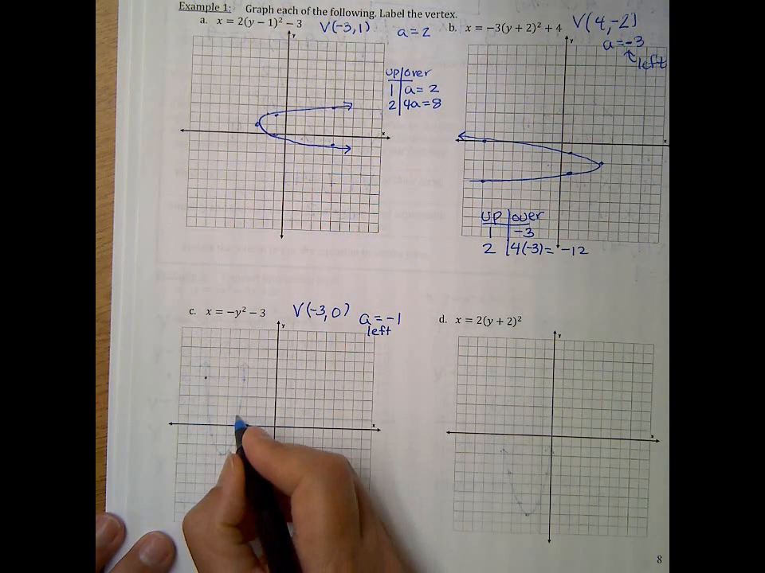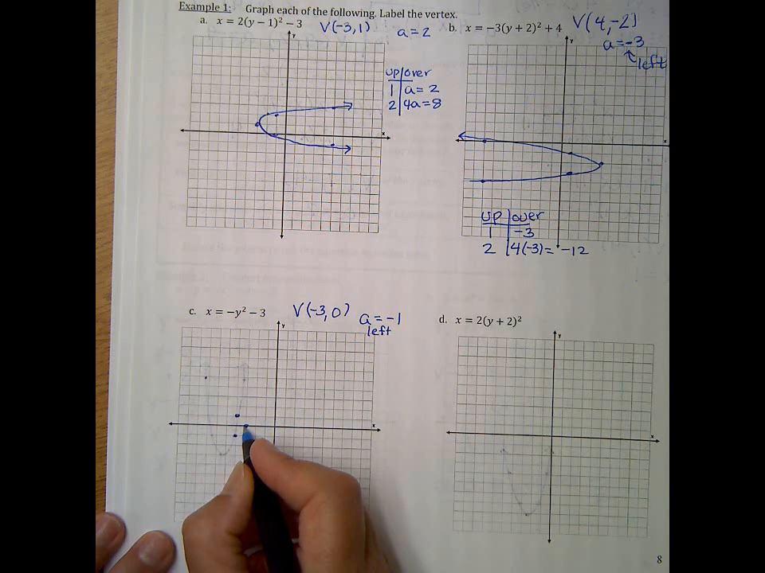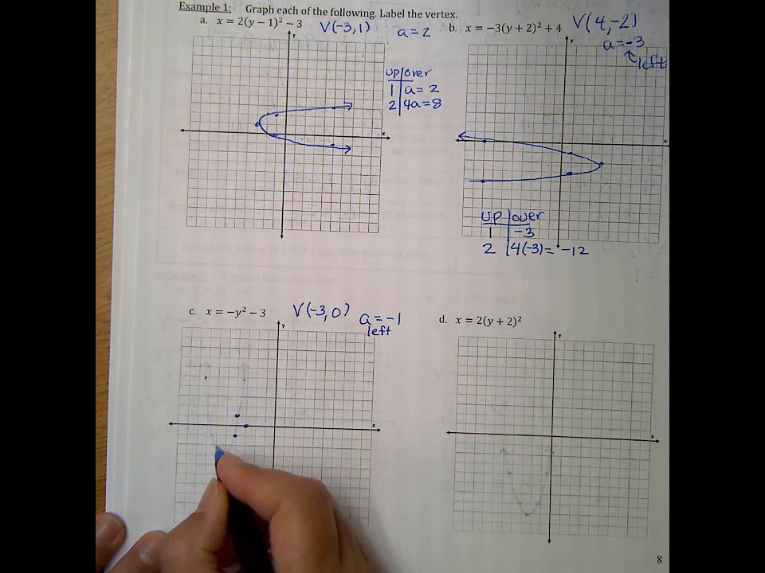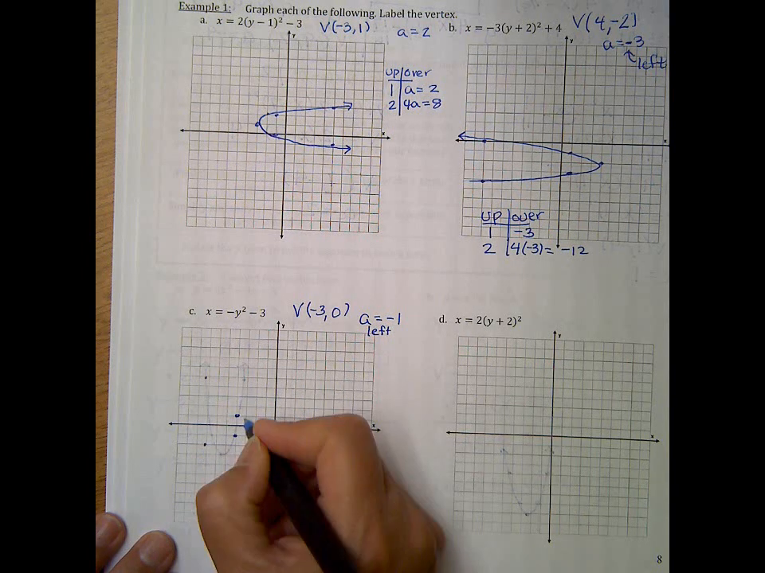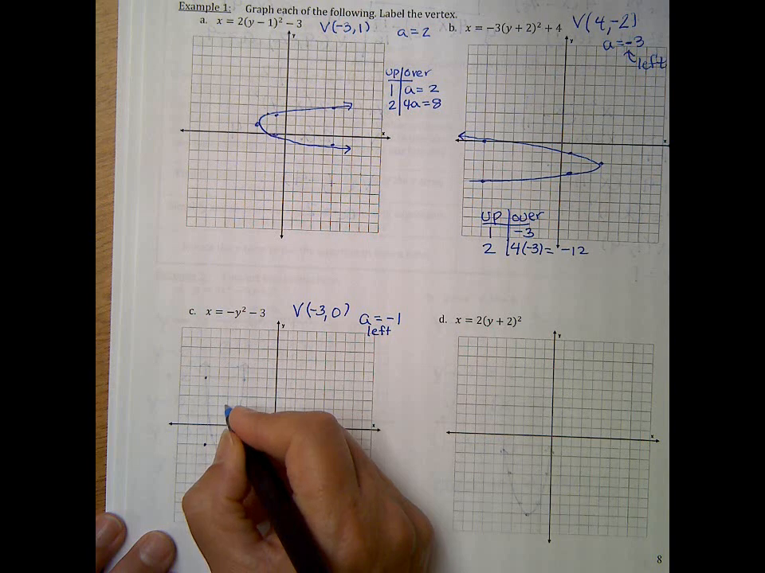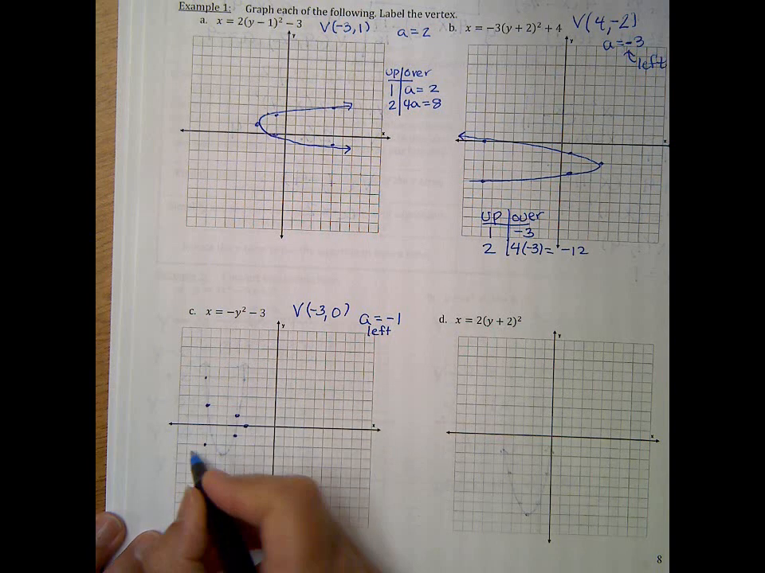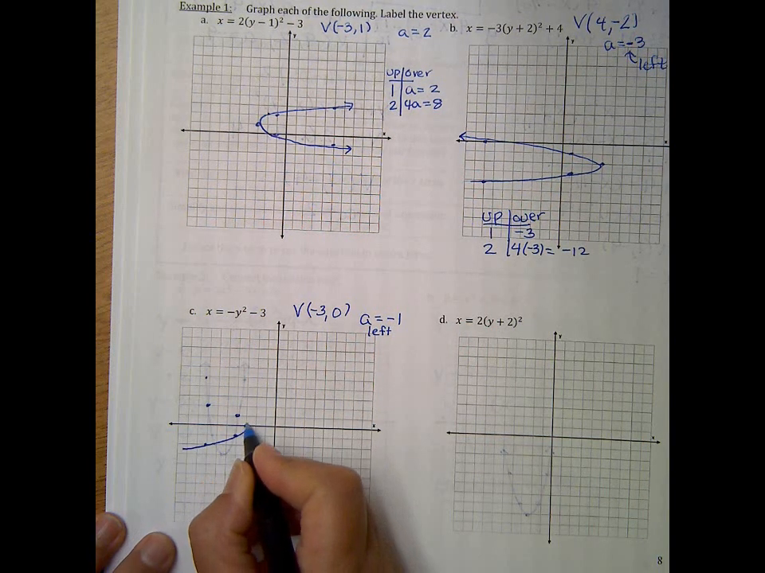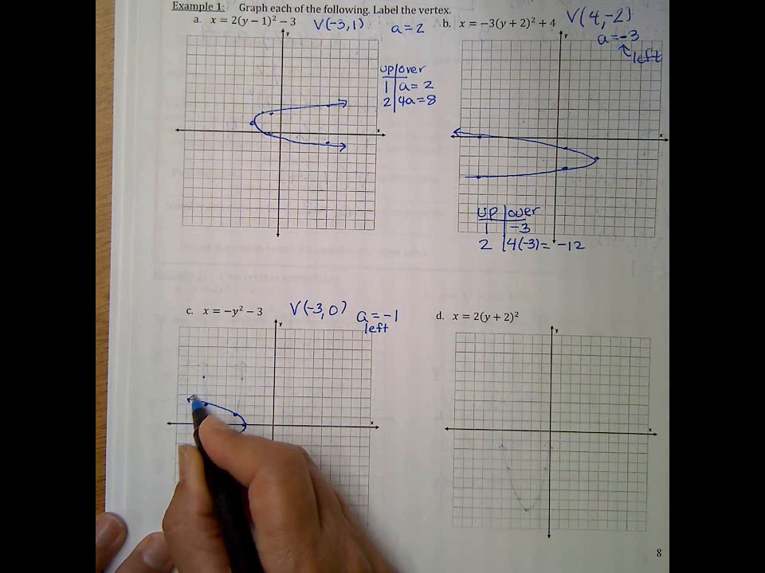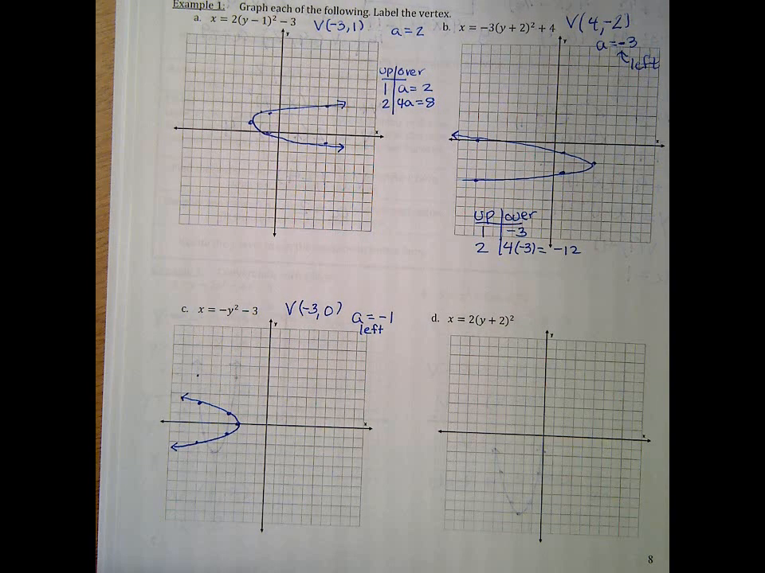So up 1 over 1, down 1 over 1, and 4 times a would be 2, so down 2, 1, 2, 3, 4 times a, up 2, 1, 2, 3, 4 times a. There's that one. Okay, pause right here and try D on your own and then check.